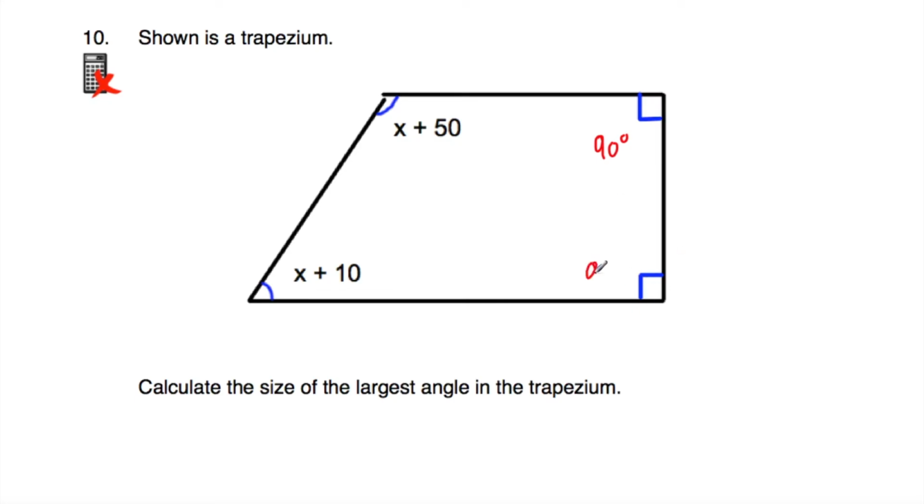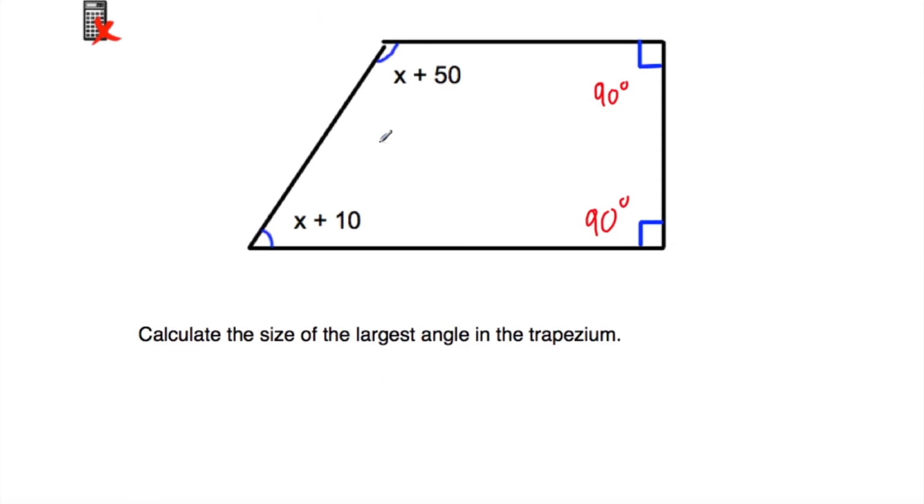We've got another right angle. That's another 90 degrees. And then we've got these two angles, and we've got algebraic expressions for the size of each of them. So we've got x plus 50 and x plus 10. And the question says, calculate the size of the largest angle in the trapezium. So I'm thinking that's going to be this one. And let's hopefully find the size of this angle. But let's actually find x to begin with and then find the size of each of them.